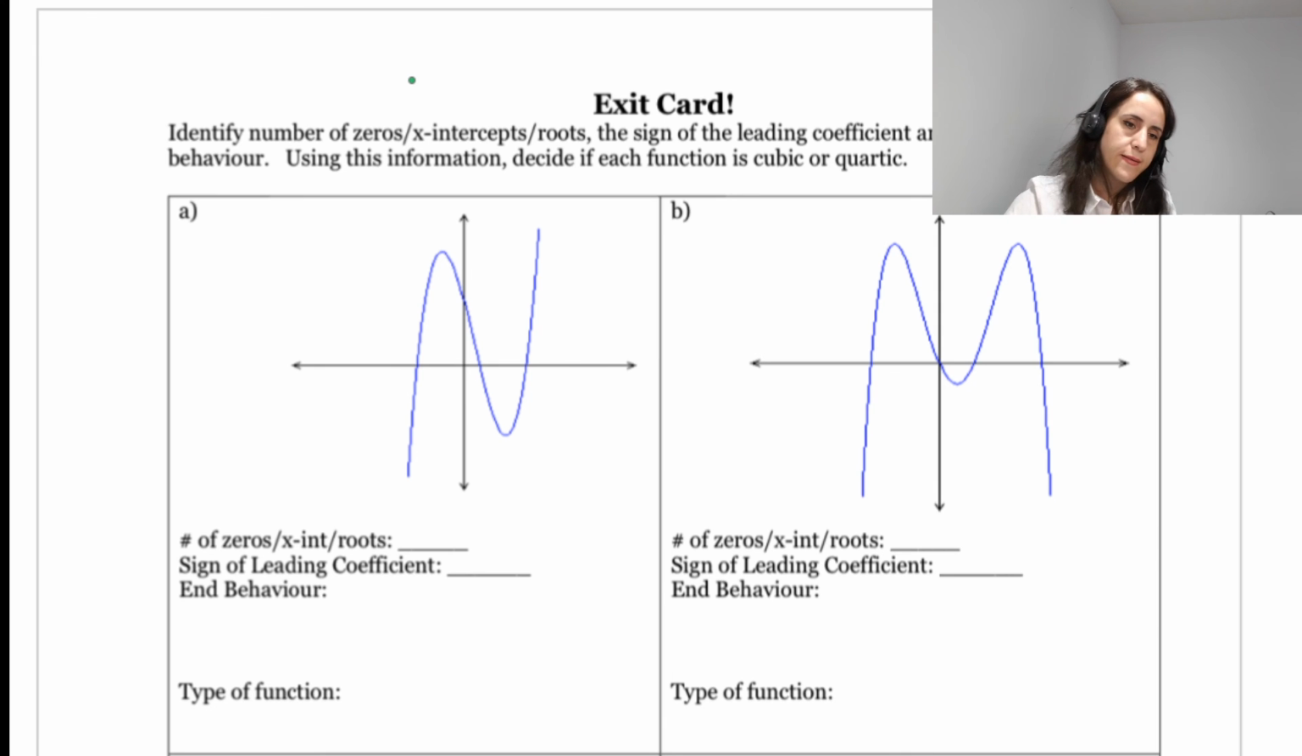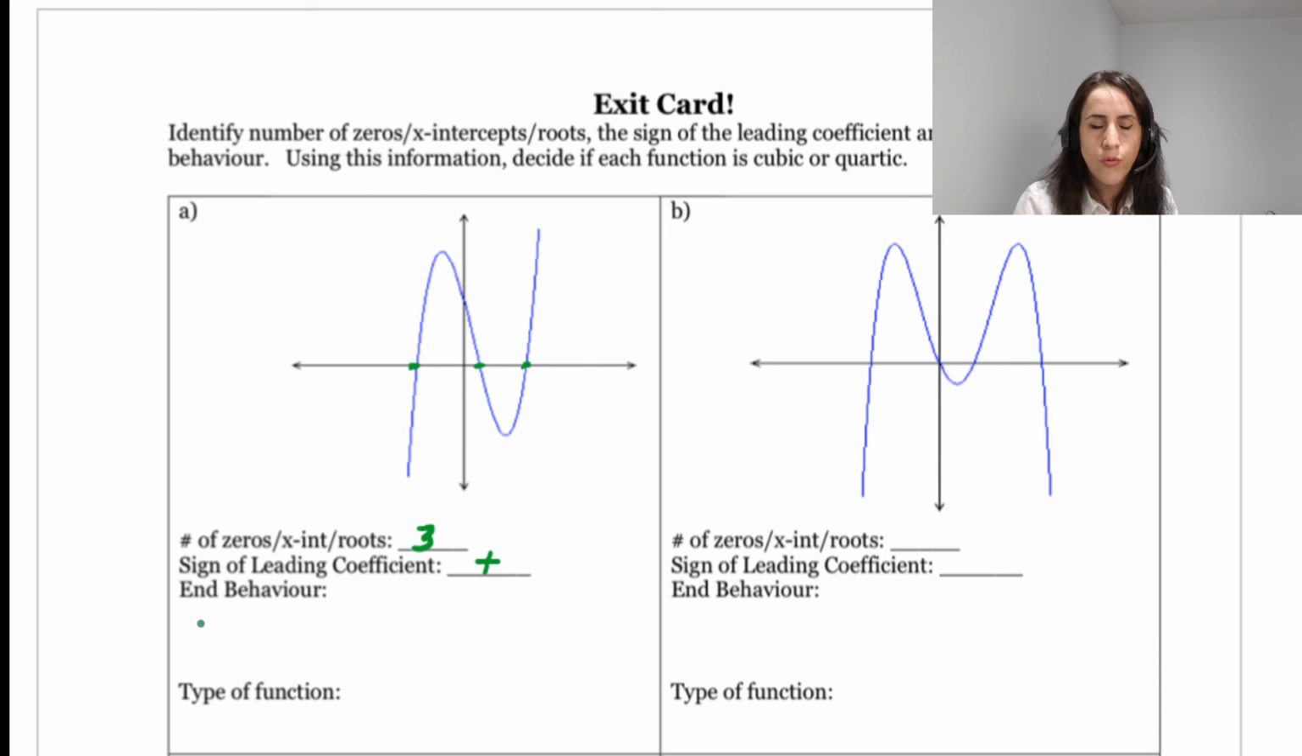Okay, let's start to do the questions. I'm hoping that all of you could answer correctly. The number of zeros, x-intercepts, or roots: as I can see here, I have a 1 here, 1 here, and 1 here. Technically, I have 3 x-intercepts. The sign of the leading coefficient: as you see, it's ending up on the right side going to positive infinity, so the sign is going to be positive. How about the end behavior?